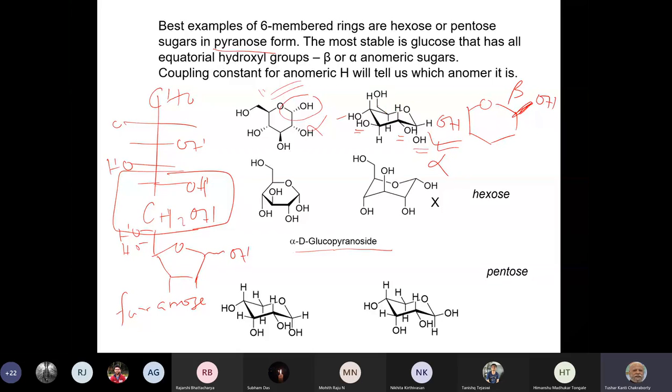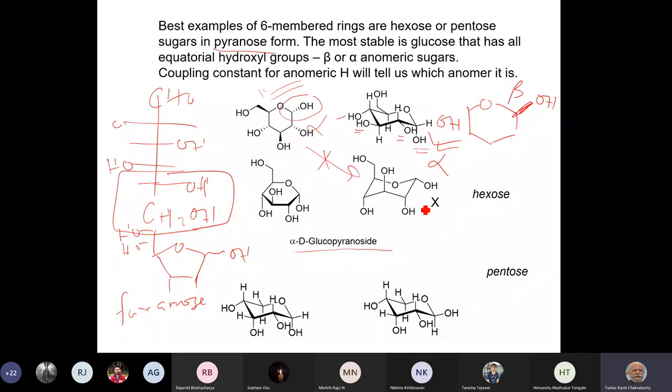So you should be able to draw this structure, and don't transform this one into this chair form, because you can say that, okay, this I can draw in the different chair form by flipping this ring. But you can see that by flipping this ring, you don't change the chirality, but you change the orientation of the hydroxyl.